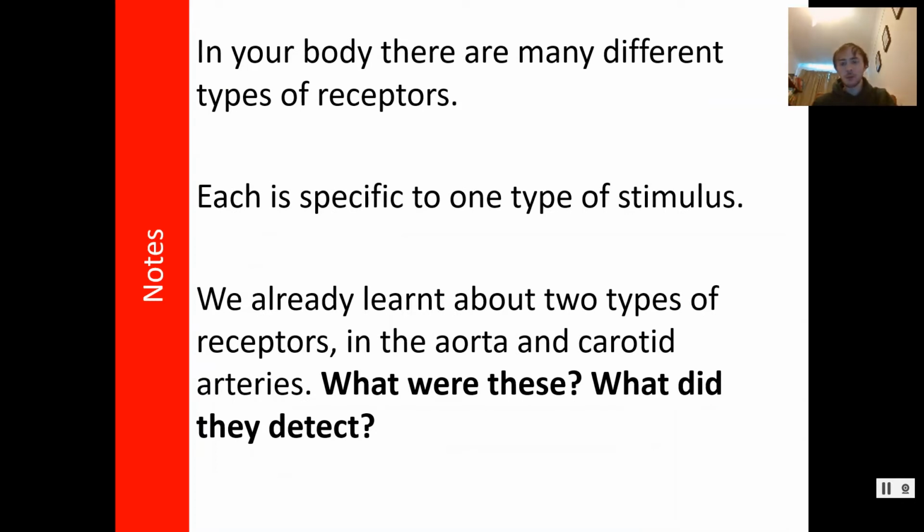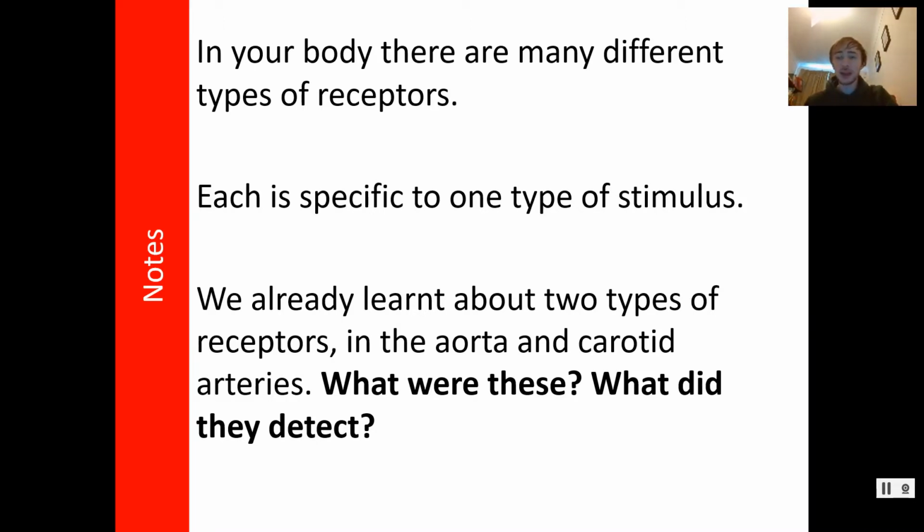Now, before we get started on that, there's already two receptors we've talked about, and we talked about them when we talked about the nervous control of the heart rate. With the nervous control of the heart rate, we said that in order for the body to control the heart rate, we have to be able to determine blood pressure. You need to know very little about these two types of receptors, but we need to mention them as part of the heart rate nervous control.